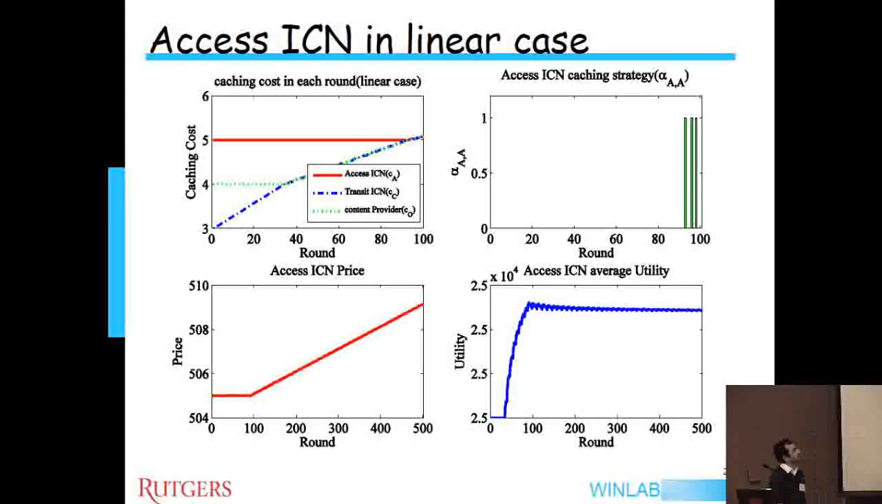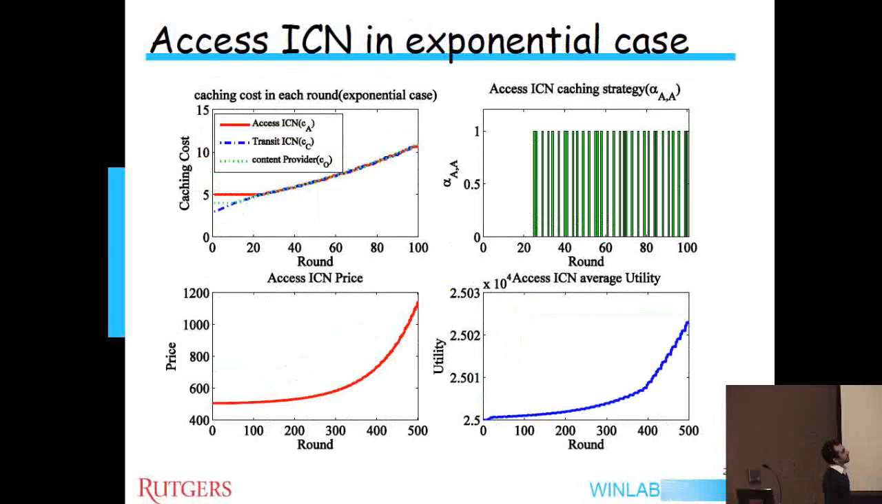These are the results for the access ICN in the exponential case. The top left one shows the caching cost versus the round, and it changes exponentially. The caching parameters, or caching strategies, are also 0 till around 20 something. After that it starts to be 1 or 0, and the reason is the same as the one that I told for the linear case. Here it starts to cache early because the caching cost for access ICN grows exponentially. Then it will reach the caching cost of transit ICN, and sometimes it needs to decide to cache the content itself. And the price that it charges to users also increases exponentially, for the same reason as I told before.